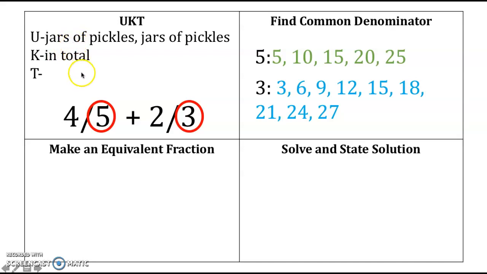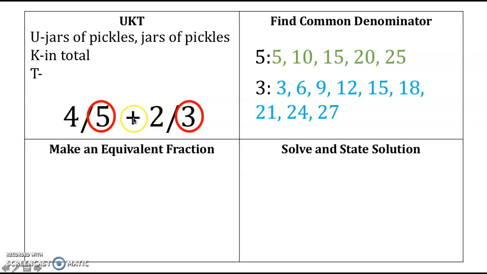Now to double check, you need to look back in the context of the word problem, and it's asking how much of a jar of pickles do these two ladies have in total, meaning that we want to see all of the jars of pickles. We're not comparing. If we were comparing the two, then we would be subtracting, but we're trying to find out how much there are all in total, and that implies that we will be adding.